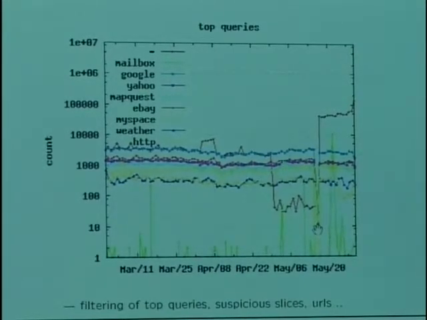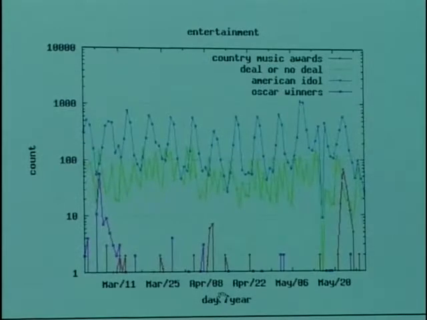Because this is a very sudden increase. So the only solution that I saw is manually filtering the suspicious slices and the top rated queries and URLs. But if you do that, you really get some lists of interesting queries which do change significantly over time. We will look at that now.